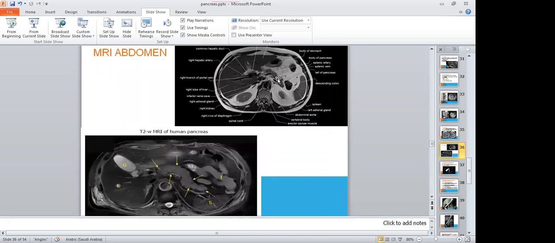Again, this is a cross section. This is T1 showing the part of the body and the tail. And this is T2, where you clearly see the duct.